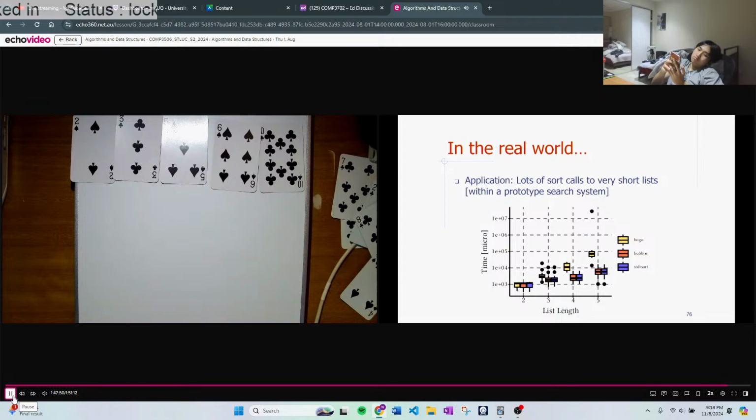So inside the search algorithm, one of them at least, it involves a really large amount of sort calls to very short lists. So you get like 2-element lists, 3-element lists, 4-element lists, and you need to sort them. And you call sort lots and lots of times. Now, I implemented BOGO sort, bubble sort, which is our, so BOGO is our like unbounded, right?